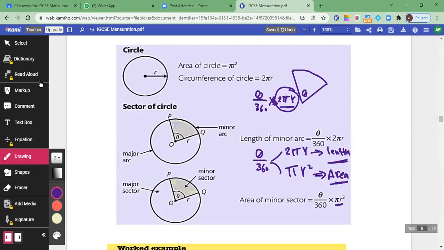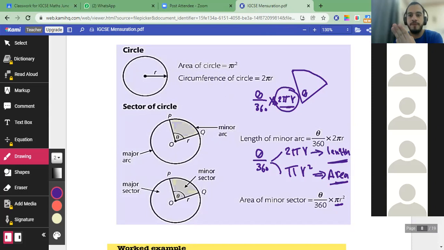يبقى انا عندي هنا الاريا اوف سيركل باي ار سكوير، السيركمفيرنس اوف سيركل 2 باي ار. لو عايز احسب السيكتورز يبقى السيكتور ده زي بالظبط كانك بيس اوف كيك او بيس اوف بيتزا. احنا عارفين الجبنه المثلثات، القطعه بتاعت الجبنه المثلثات دي هي عباره عن سيكتور اوف سيركل، فانت محتاج تحسب الاريا بتاعتها او اللينث. ثيتا اوفر 360 تايمز 2 باي ار، والاريا ثيتا اوفر 360 تايمز باي ار سكوير.